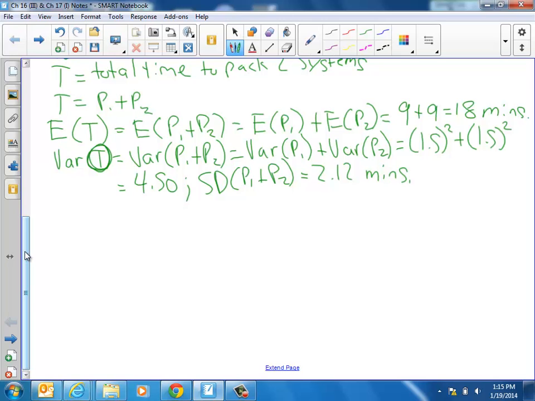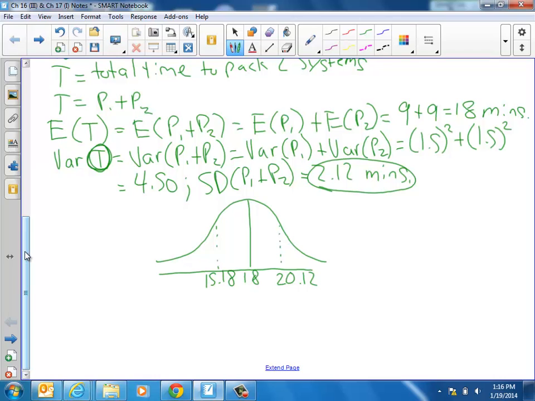So our new normal bell curve looks as follows. Let's just draw this right in the middle. We've got our bell curve. We found a mean packing time for both boxes of 18 minutes. Standard deviation of 2.12. So off to either side, 20.12 and 15.88, adding and subtracting the 2.12 that we found right here to either side. I haven't double checked this.